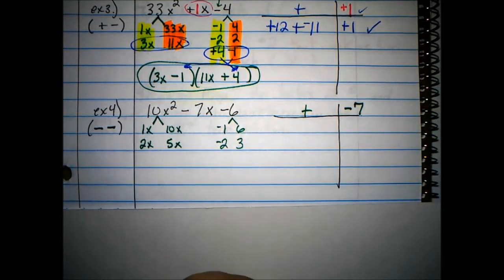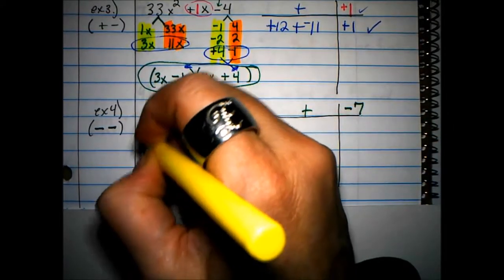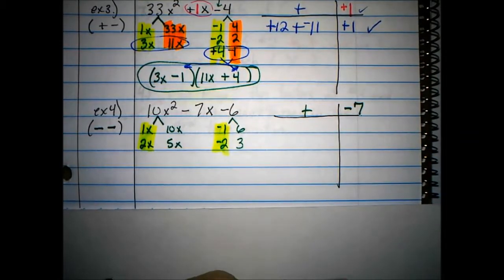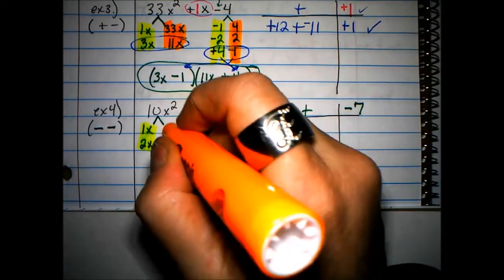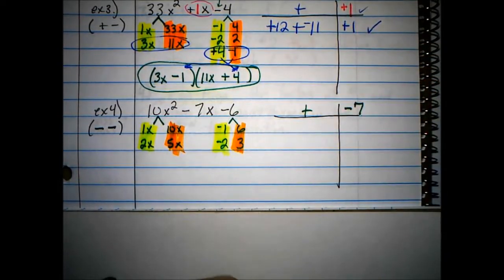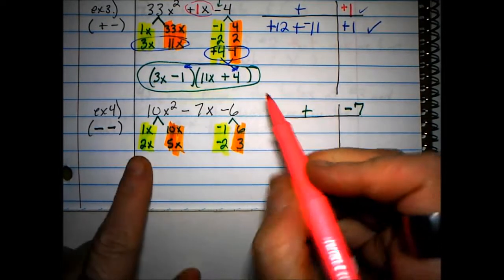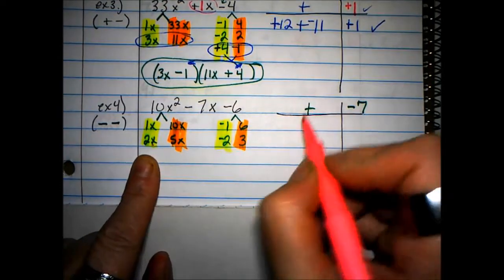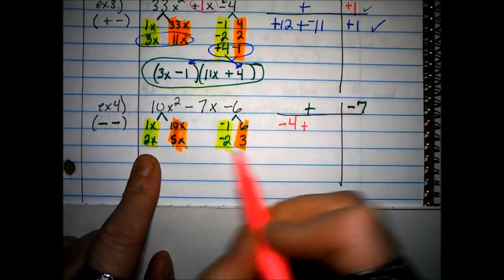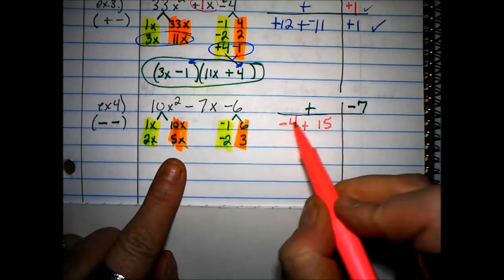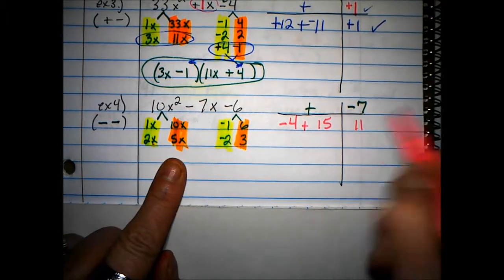I'm going to highlight my columns again. So my first column is yellow. The second column is going to be orange, so I can keep my column straight when I'm multiplying. Starting at the bottom. 2x, or 2, times a negative 2 is negative 4, plus 5 times 3 is 15. Negative 4 plus 15 is 11.